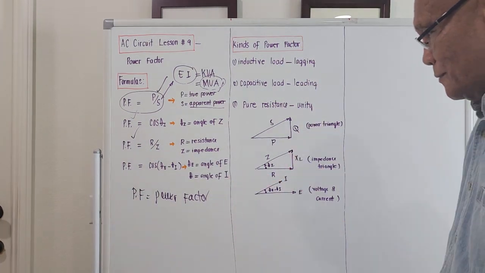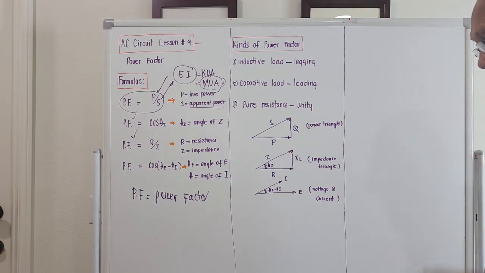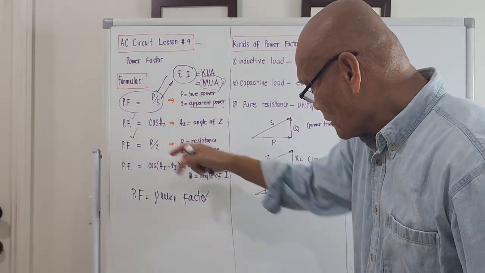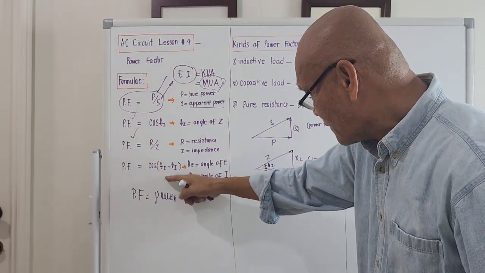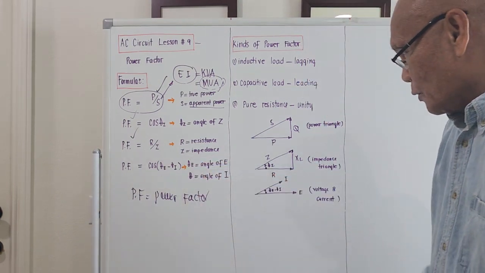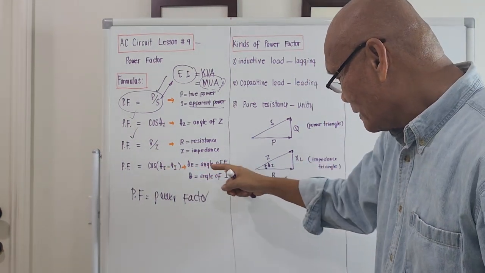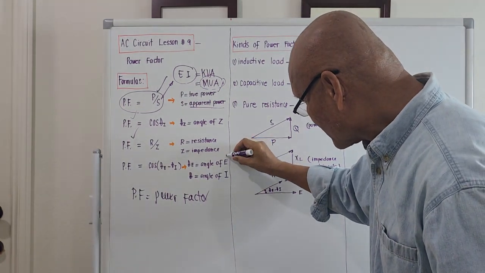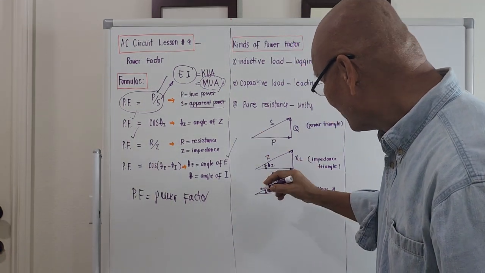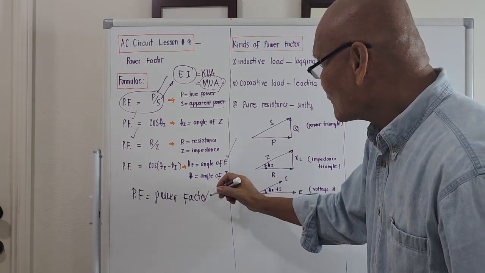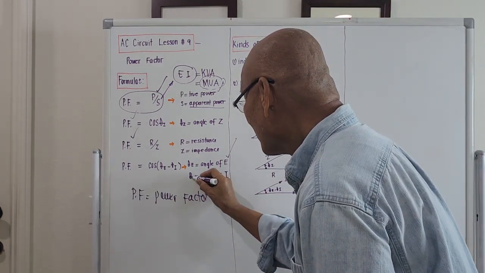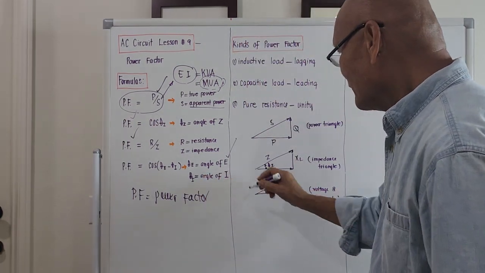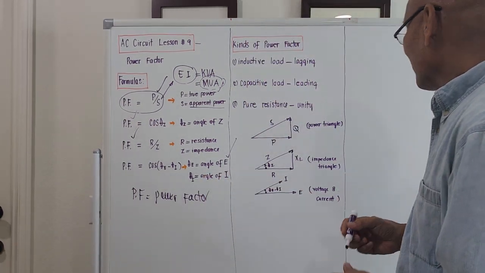The last one: power factor can also be written as the cosine of the quantity theta sub E minus theta sub I, where theta sub E is the angle of the applied voltage, the angle of the voltage coming from the utility line. And theta sub I, this should be with the subscript I, guys, will be the angle of I, the angle of the current.